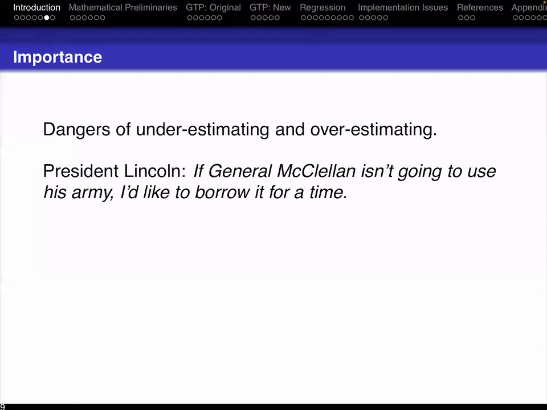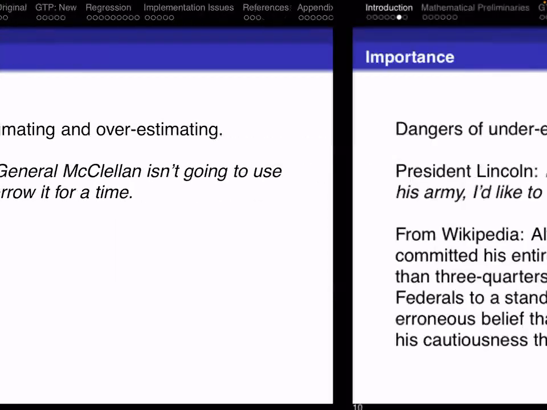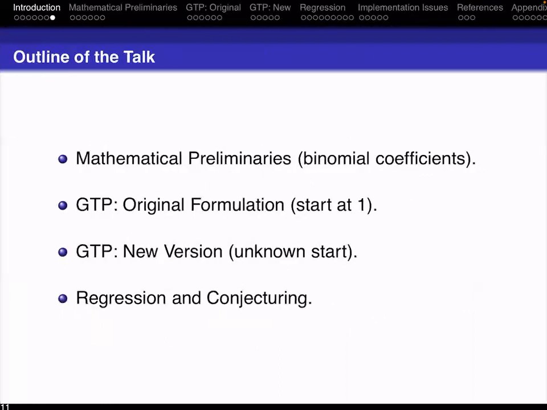And Lincoln quipped, if General McClellan isn't going to use his army, I'd like to borrow it for a time. And there's the analysis, the paralysis by analysis, that you're always afraid, and if you don't have good estimates, you lose opportunities.